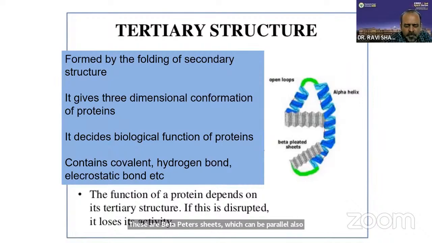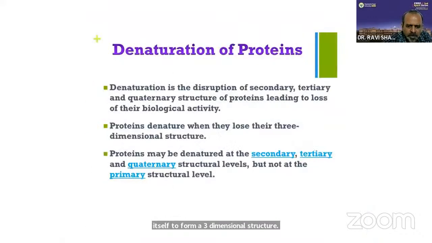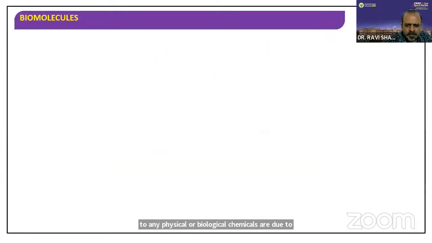And they fold upon itself to form a 3-dimensional structure. We call it a tertiary structure. And if the secondary and tertiary structure is lost due to any physical or biological or chemical agents, or due to radiation, we call it denaturation of protein.